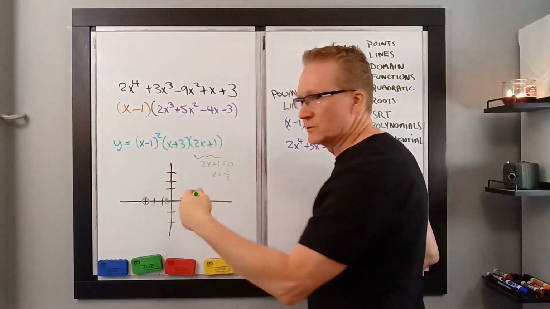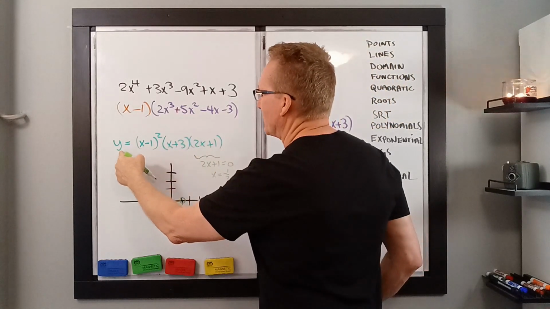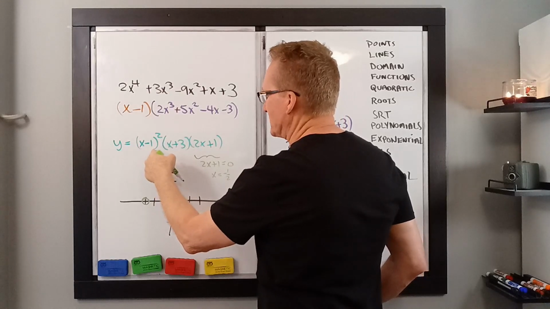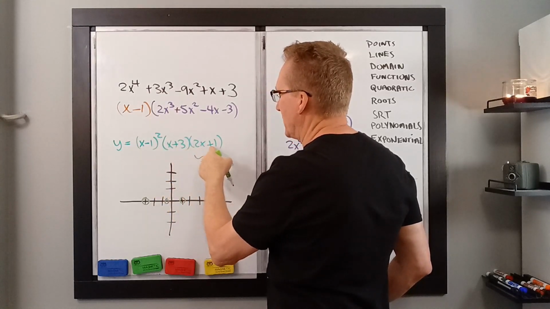I didn't do all of that. We'll do that in other videos. So here we have this all factored into this: x minus 1 squared, x plus 3, 2x plus 1.